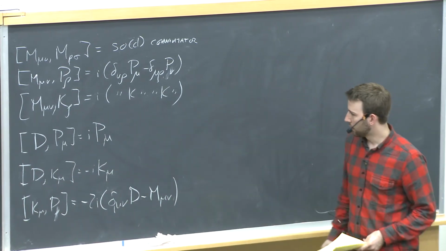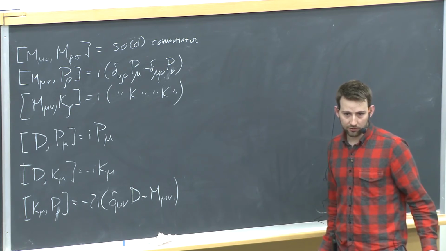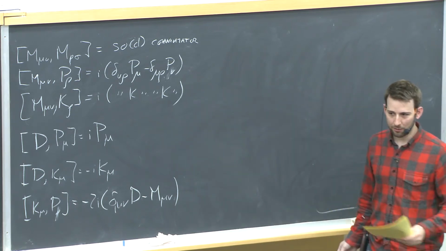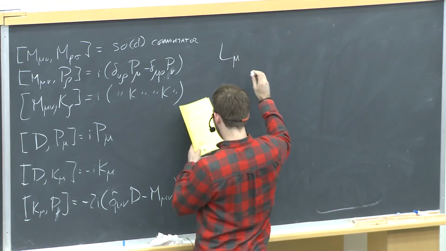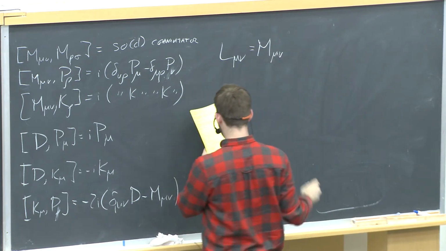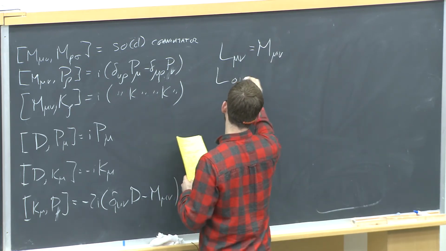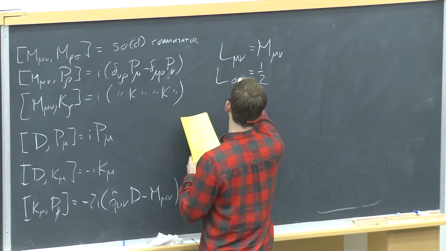And now, this isn't something that will immediately jump out to you unless you are amazing at seeing commutators. But it turns out that if you define some renamed charges, I want this to be mu.